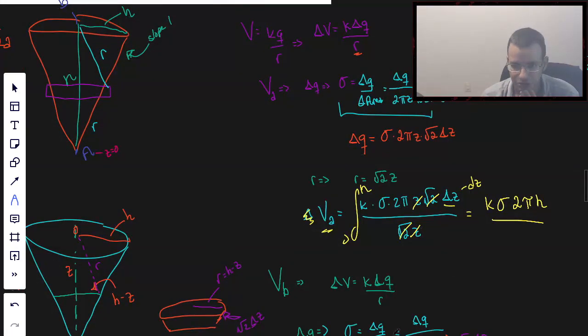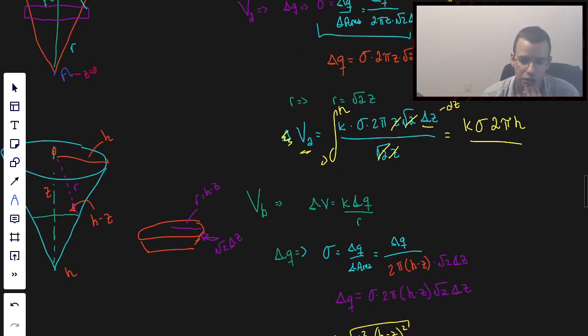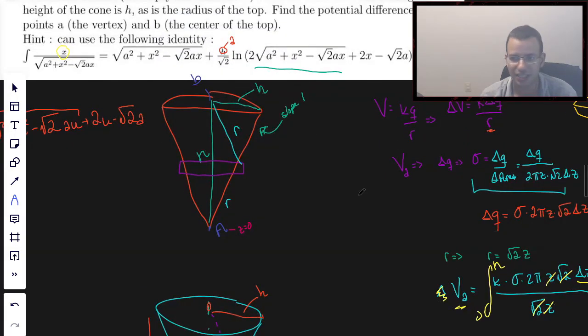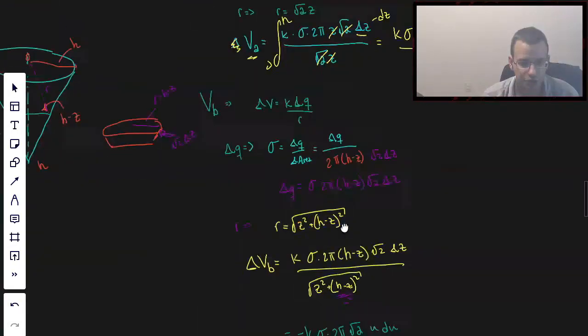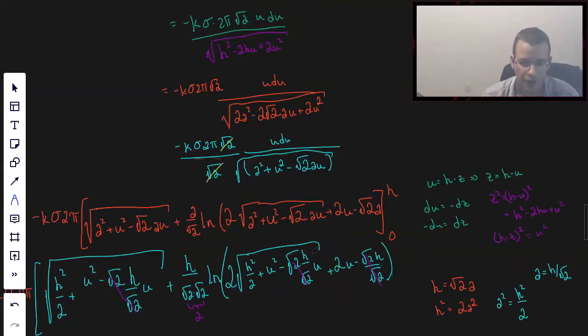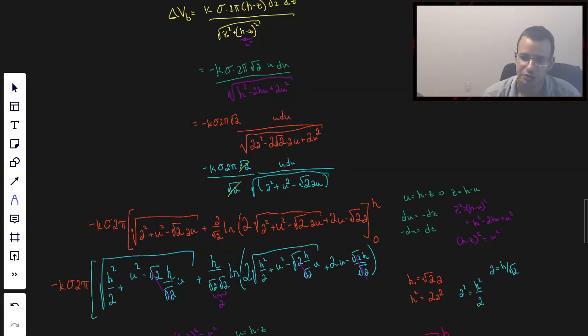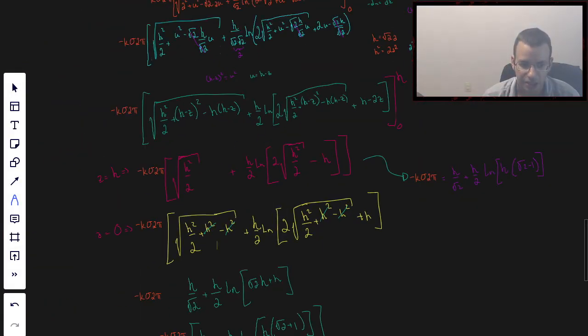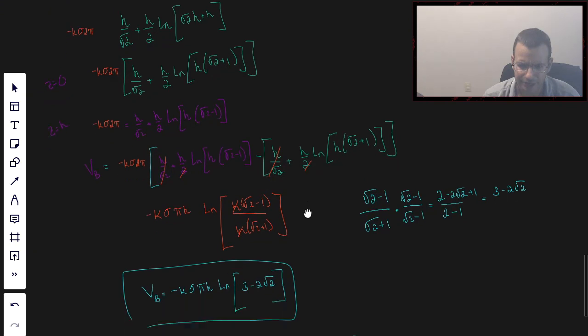So VA was pretty straightforward. Voltage B took a lot more nuance and massaging so that we could use an identity that's given to us. So a few tricks, a few substitutions, but overall the concepts are fairly straightforward, even if the math itself is a little bit intimidating. So, hope that helped.